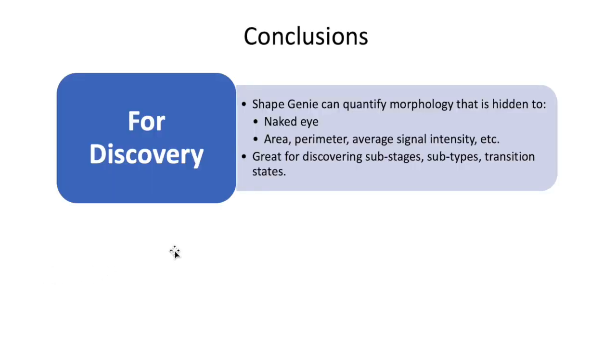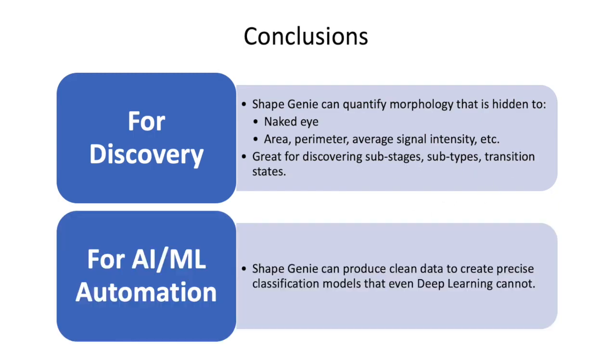In conclusion, for the purposes of discovery, Shape Genie can quantify morphology that is hidden to the naked eye and traditional methods such as area, perimeter, average signal intensity. And it is great for discovering substages, subtypes, and transition states. And for those interested in AI and machine learning, Shape Genie can produce clean data that creates precise classification models that even deep learning cannot. Because deep learning relies on the user to define how many subgroups there are. So if the scientist doesn't know how many subgroups there are, deep learning doesn't either.